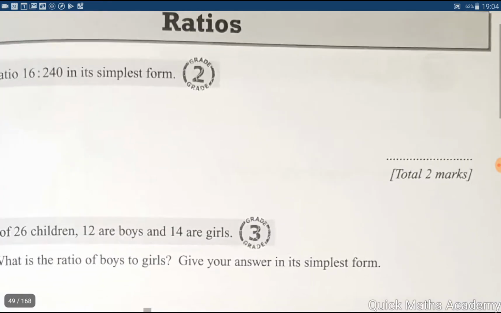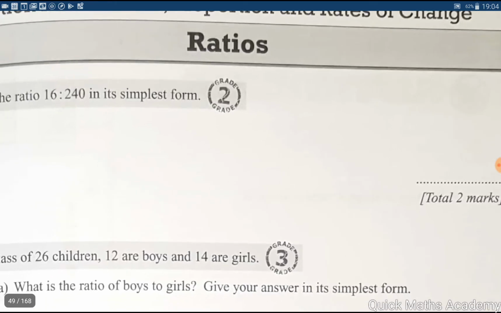Very simply put, a ratio is something like this. Let's say we have a ratio of 2 to 1, okay? And 2 represents water and 1 represents wine. That means you have double the water than the wine.